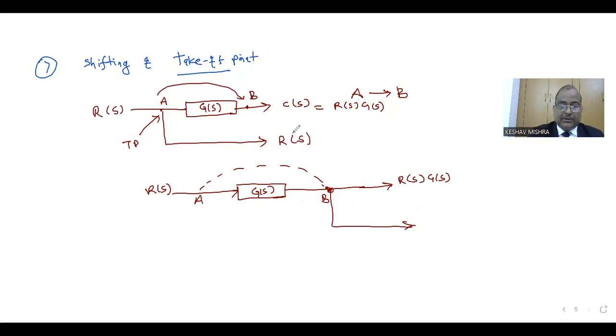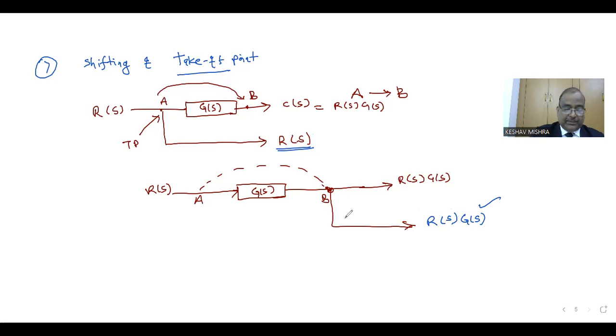So previous output was Rs. So in this case, output is Rs into Gs. If we check the output, then it is Rs into Gs. But it should remain Rs. Even after shifting from point A to B, it should not change. So in order to keep the previous output unchanged, Gs should be eliminated from here.